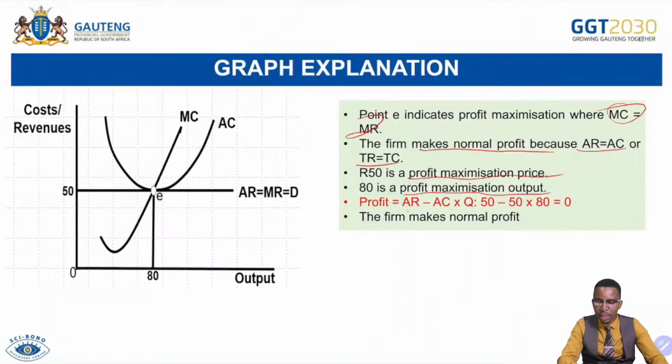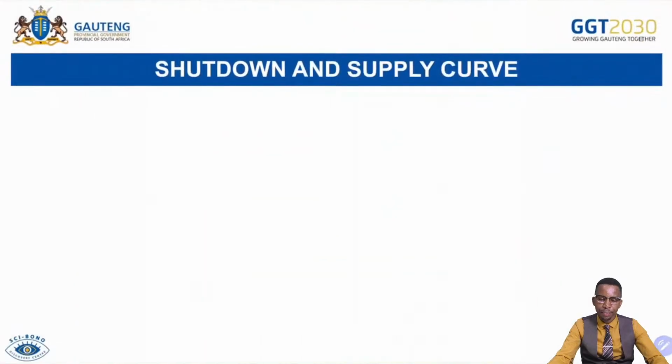So how do we calculate it? AR minus AC times Q: 50 minus 50 times 8 equals 0. Then the firm is breaking even. It is not making a profit, neither a loss.